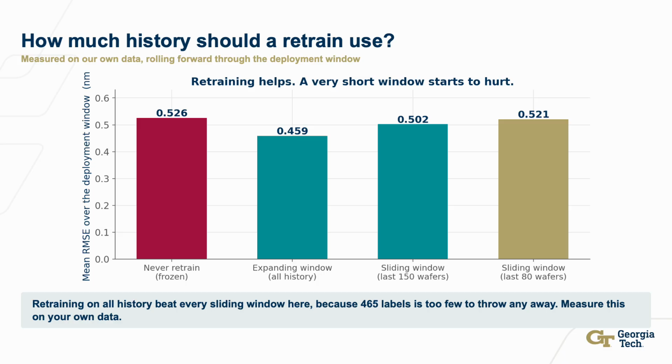So there is a trade-off with two terms. A short window tracks drift and estimates poorly. A long window estimates well and lags the drift. Where the optimum sits depends on your drift rate and your label count, and on our data, few labels and moderate drift, a long window wins. Which means you have to measure this rather than assume it. And this rolling origin experiment is about 20 lines of code. There is no excuse for guessing.